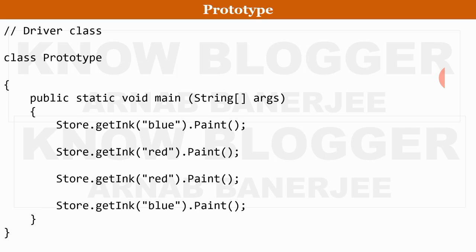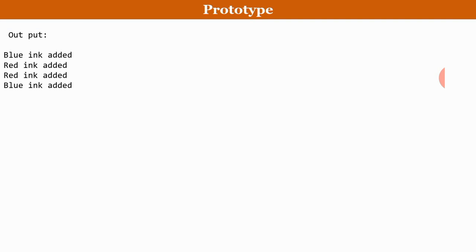So now let's see what will happen, because we have another class named Prototype, where we are actually going to represent the prototyping. We have the method public static void main, and we are calling the getInk method of the Store class and calling the paint method, and it should print the strings blue ink added, red ink added. Now we are seeing the output: blue ink added, red ink added, red ink added and blue ink added. You can pause the video and write down the code. So now we have seen the implementation of the prototype design pattern.